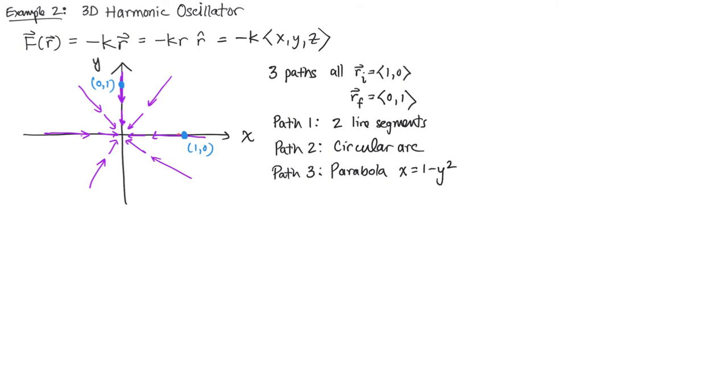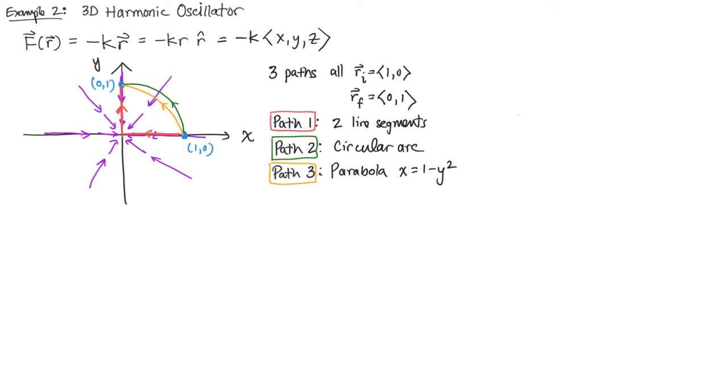We'll have a red path, that's the first path. In green, I'll draw the circular path, like so. And then in, how about in orange, I'll draw my parabolic path, like so. Okay, so those are our three paths. Notice that path 2 and 3 are quite close to each other, but they're not the same.